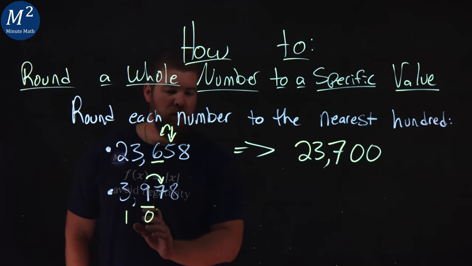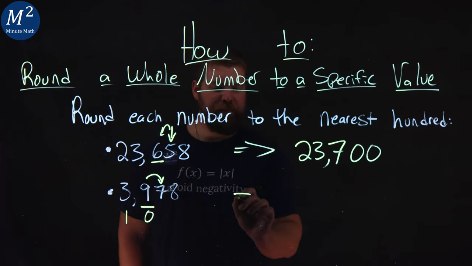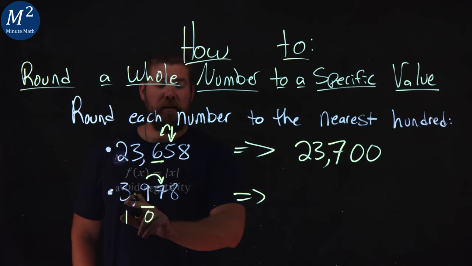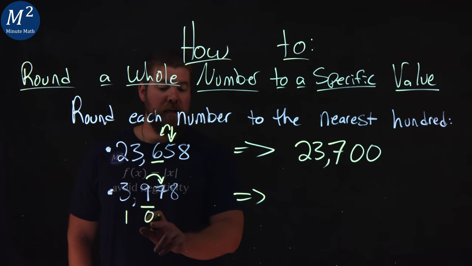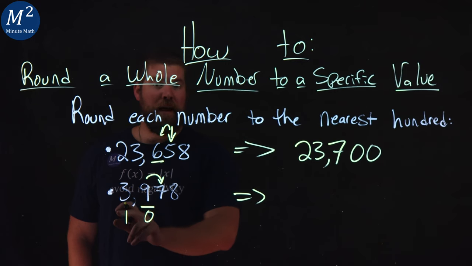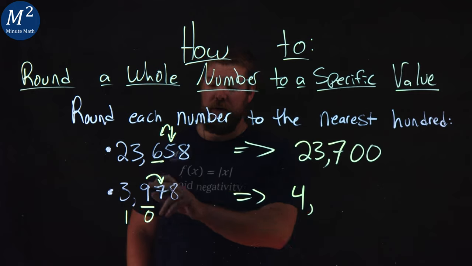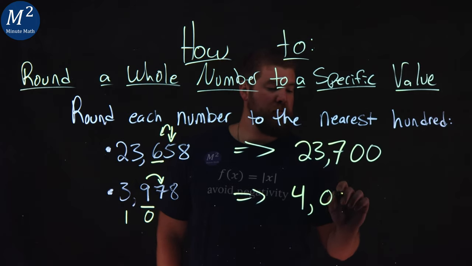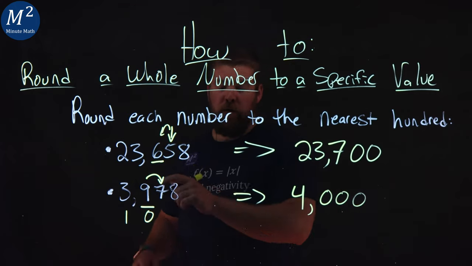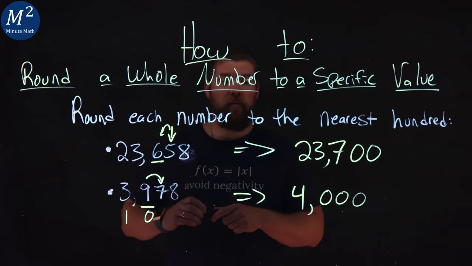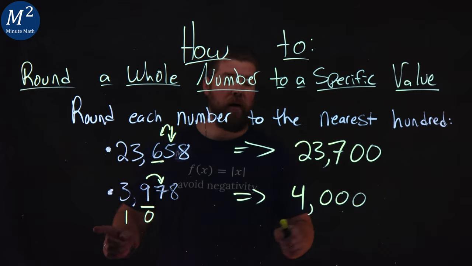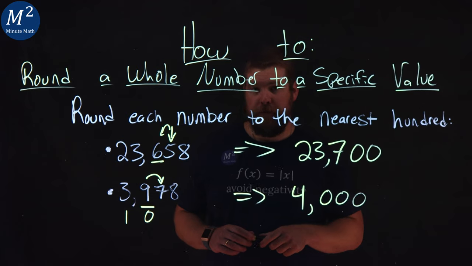So that's actually how it's going to look. When we round up here, instead of a 3, since we have a 9 rounded to a 10, the 0 goes where the 9 is, and then the 1 has to be added to the 3, which makes it a 4. So we have 4,000 here, and the 9 is a 0, 0, 0. So 3,978 rounded to the nearest 100 becomes just 4,000.